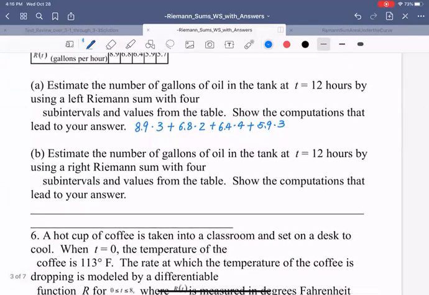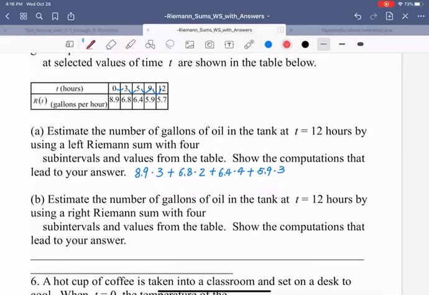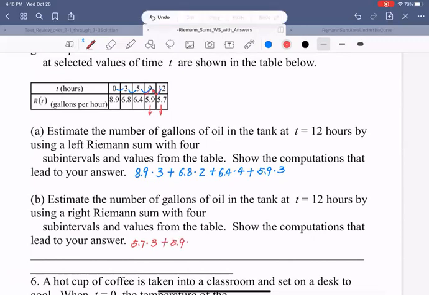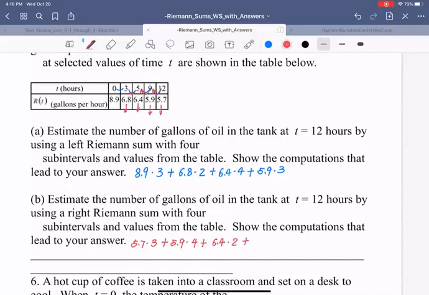For the B, it's asking for the right Riemann sum. So we are going to use this guy from the right. So 5.7 times 3. Yes? And next one is 5.9 times 4. And next one, you use 6.4 times 2. And last one is using this guy times 3. Yeah, in this way, you won't mess up.